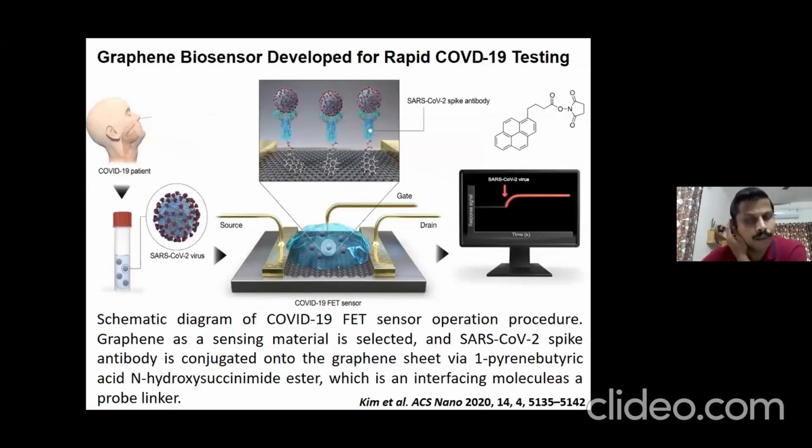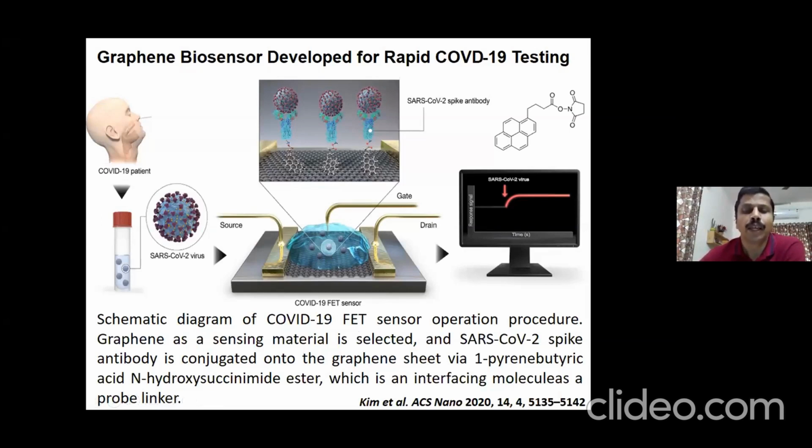This is a recent paper published last month, by Kim et al., from the American Chemical Society, ACS Nano. So you can just refer to this very interesting article. It was published within a week because of the emergency requirement of such sensors to meet this pandemic, right? So this is basically what we do.